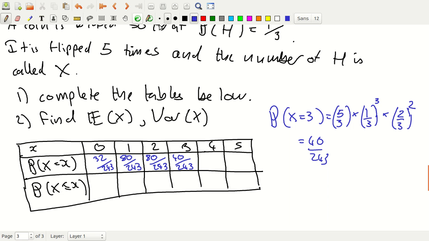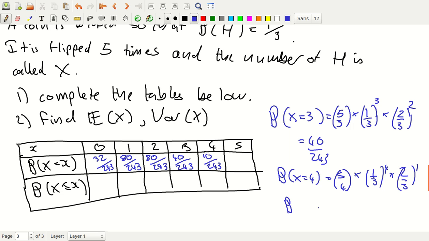Probability that x equals 4 is 5 choose 4 ways to choose where the heads come. That's actually just the number 5, times 1/3 to the 4 times 2/3 to the 1, and that comes out to be 10 over 243.